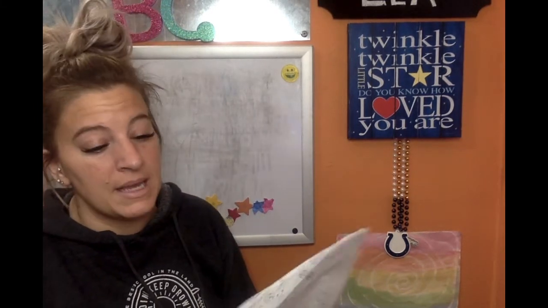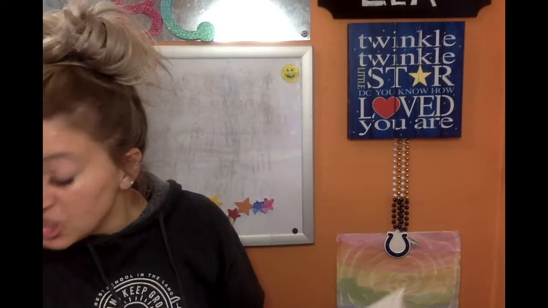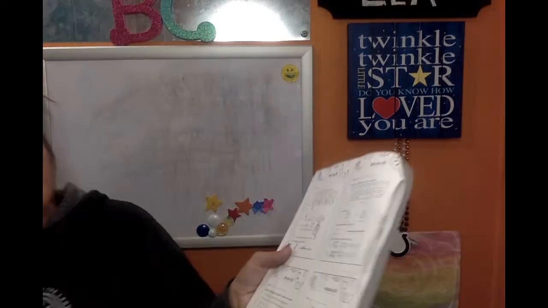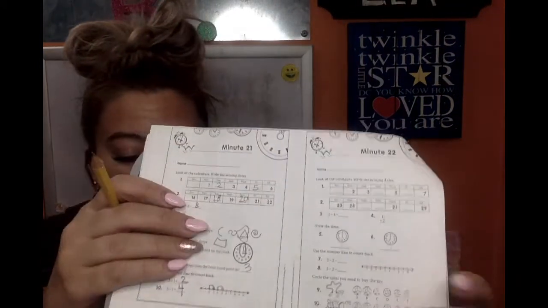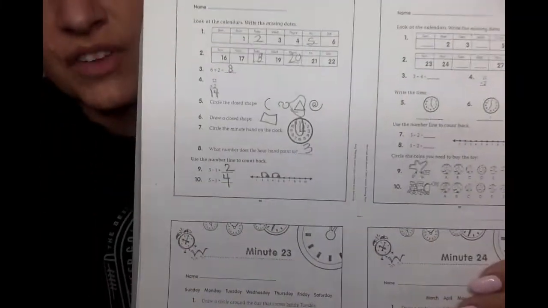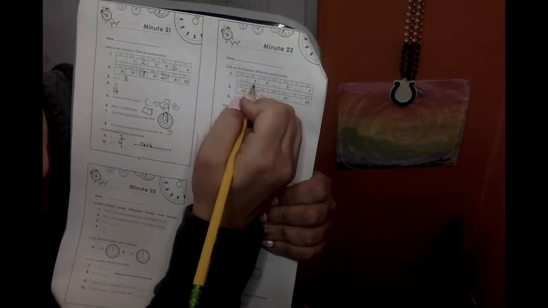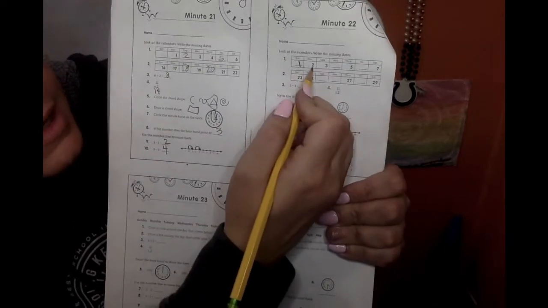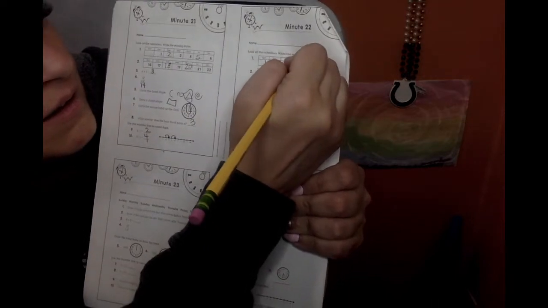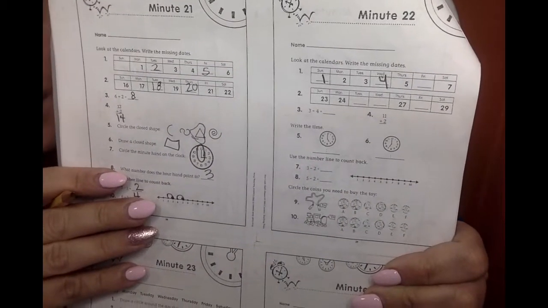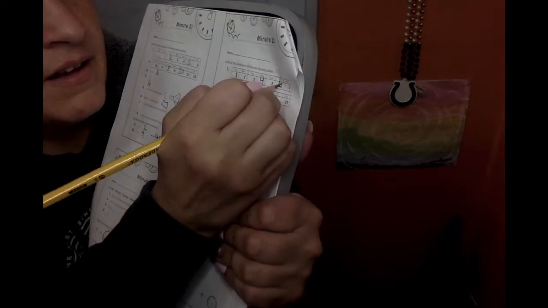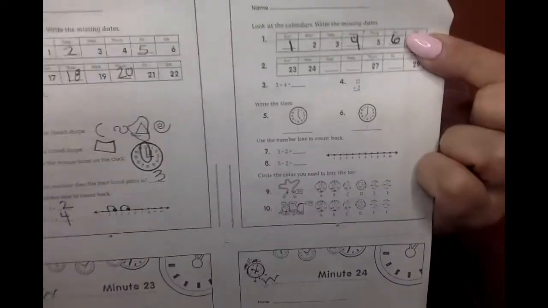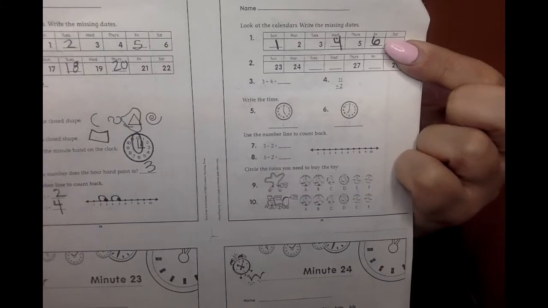Math time. All right, get your packets out. We're going to go to minute number 22. Okay, just like yesterday, it is missing some numbers on the calendar. Oh, no. Let's figure that out. Whoops, not 21. There we go, 22. What comes before 2? 1. 1, 2, 3, 4, 5, 6, 7. Good job.